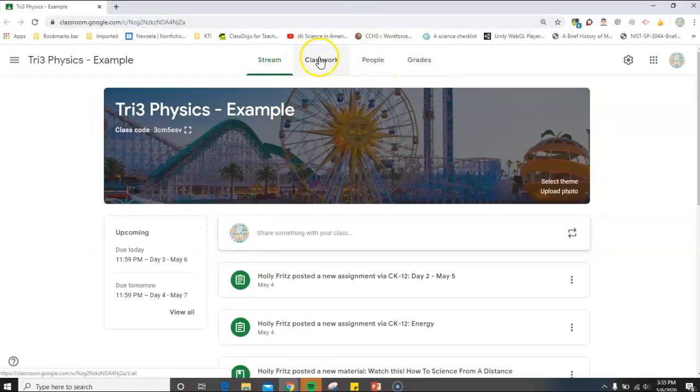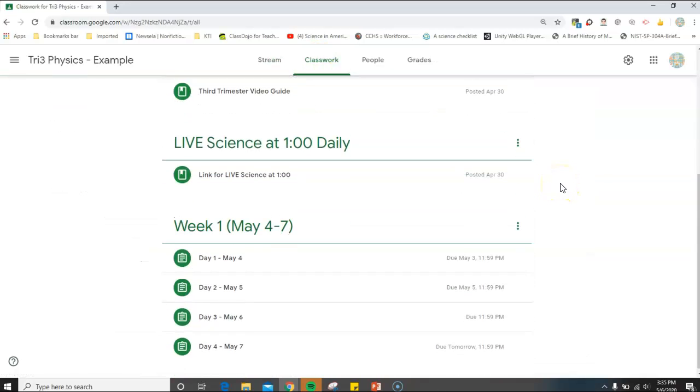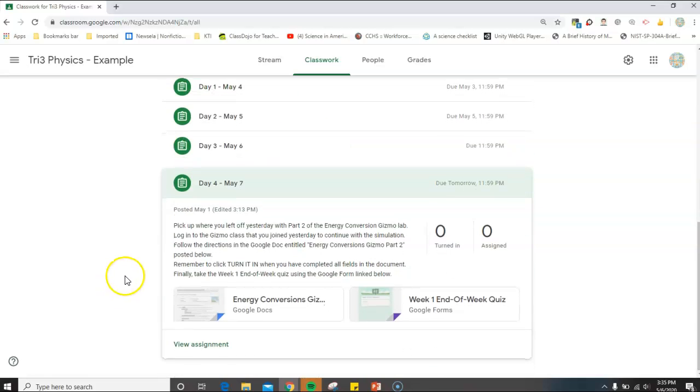So here's our example classroom. Remember, you want to go to the classwork tab. Everything's nice and organized there by week for you. So this is day 4, May 7th of week 1. When you open that assignment, it will look like this.